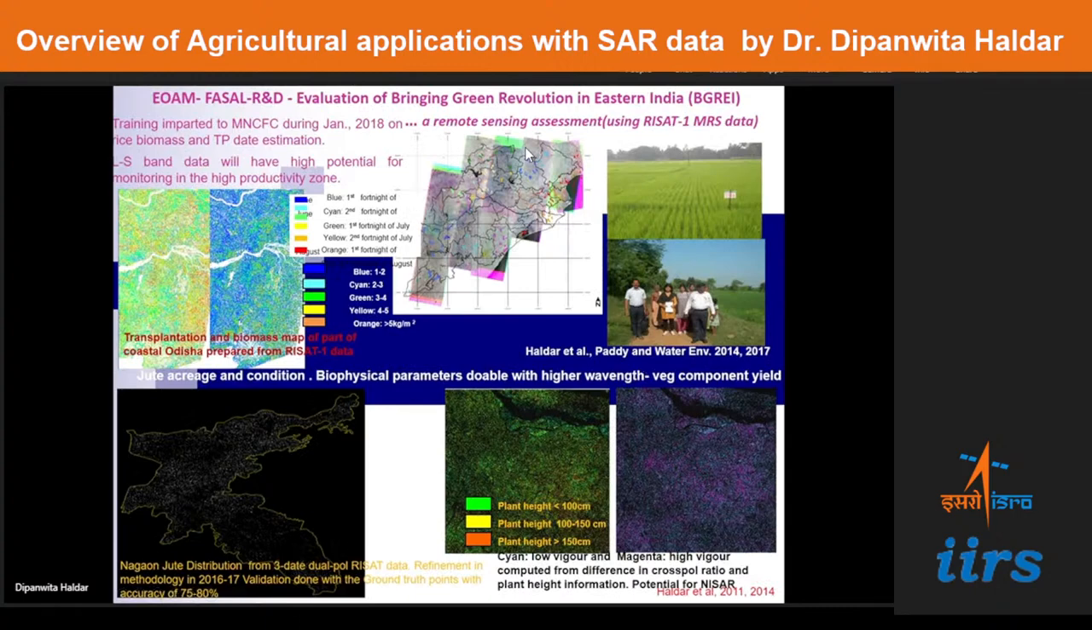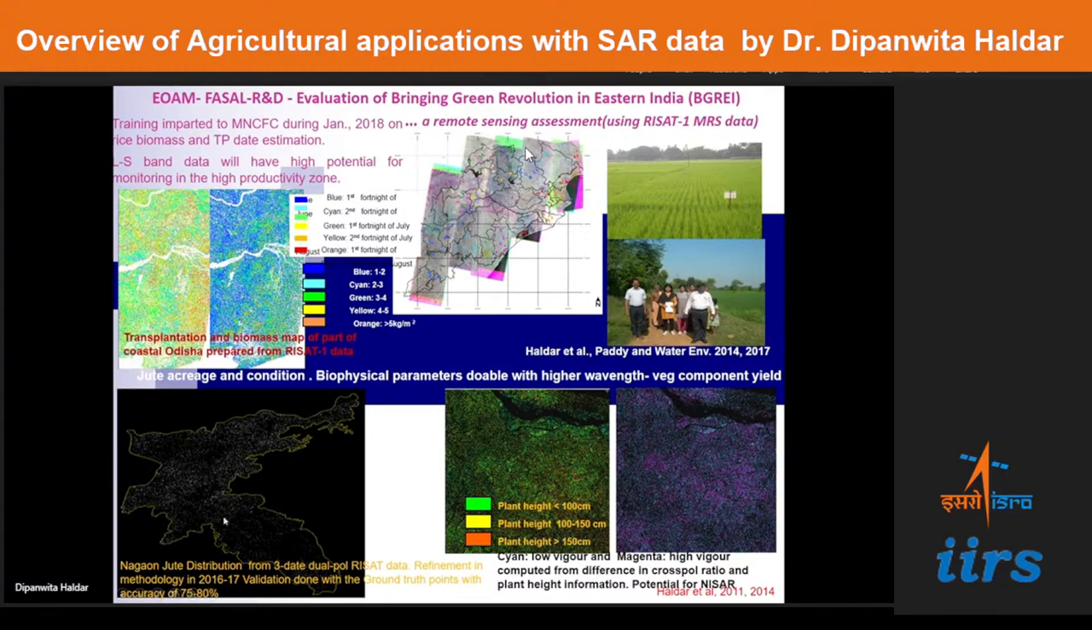An application of this biomass map of rice was carried out in the Bringing Green Revolution to Eastern India program. The training was imparted to MNCFC, as I have been telling you, and this higher wavelength data will have more potential. Using this tool of biomass and transplantation, we could monitor this project, and a higher yield of about 30% was reported using this multi-temporal ISRO MRS data. In this map of Orissa, you are seeing multiple sampling points, and this particular program was a great success.